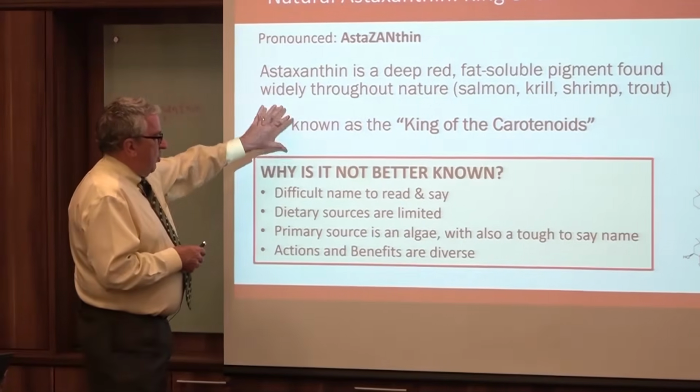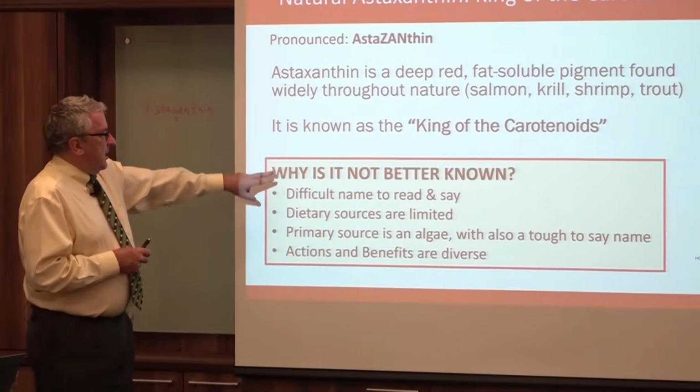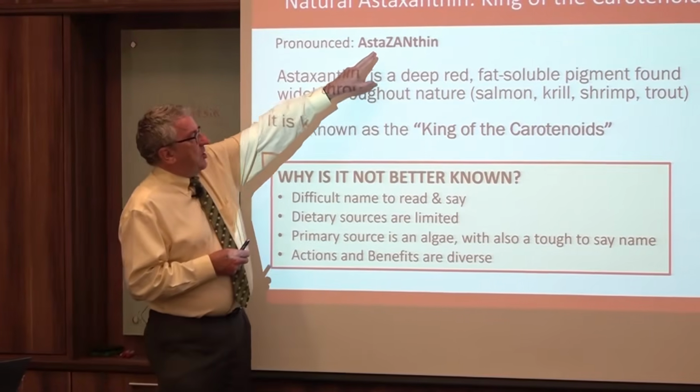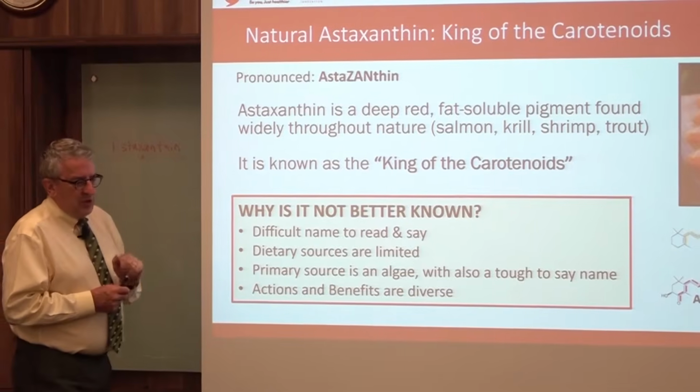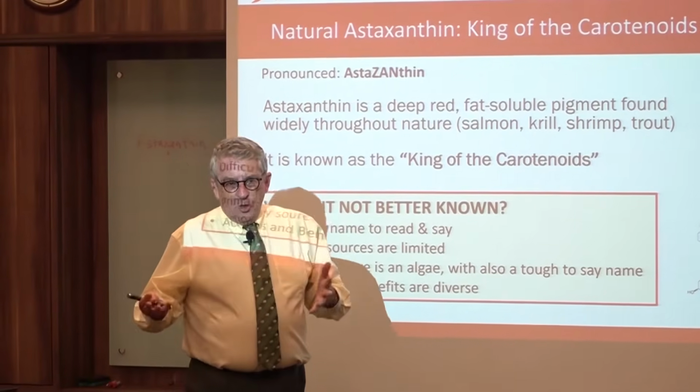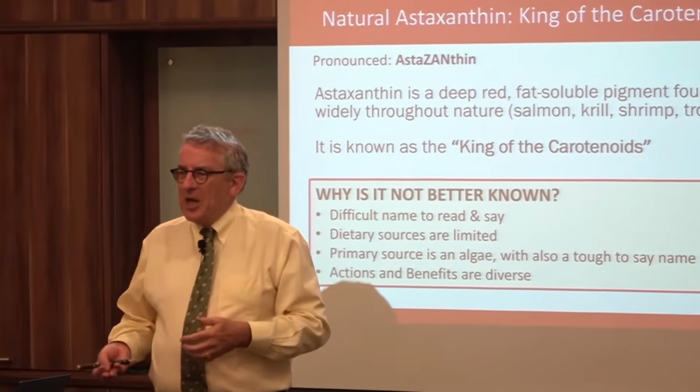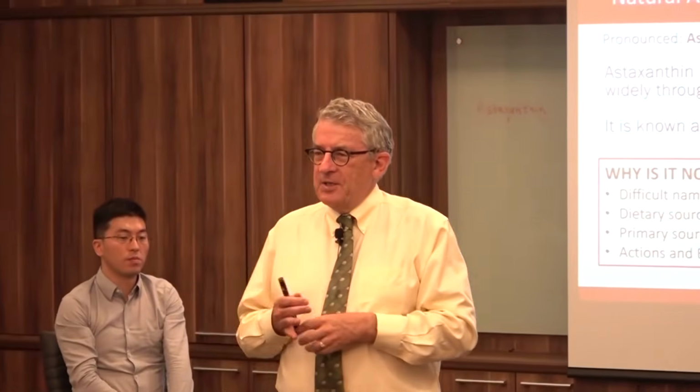The other reason you've probably never heard of it is that it's difficult to say. It's actually pronounced xanthin, for the X. And its primary source is an algae that also has a rather difficult name to say, Haematococcus pluvialis. Just rolls off your tongue, doesn't it? Yes. There are some interesting elements to this particular algae.